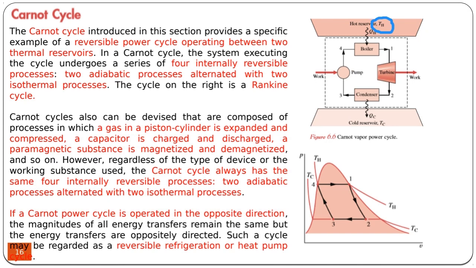Inside the turbine, expansion is reversible adiabatic, or sometimes we call it isentropic. We will call it isentropic later. So this is another reversible process. In the condenser, heat is removed isothermally. It's also reversible, and in the pump, the compression is also adiabatic.